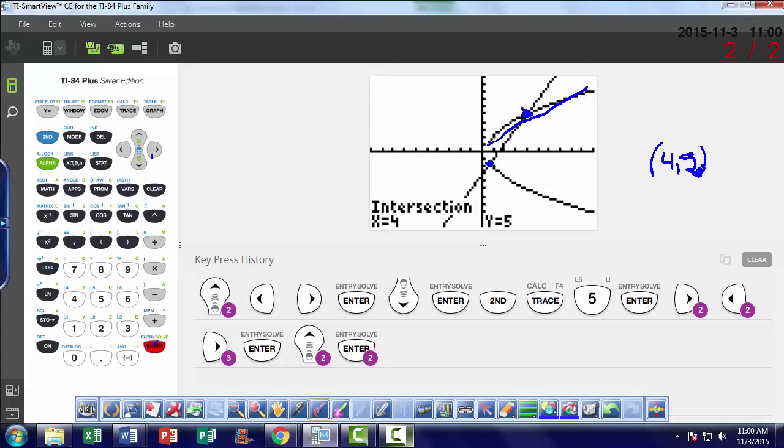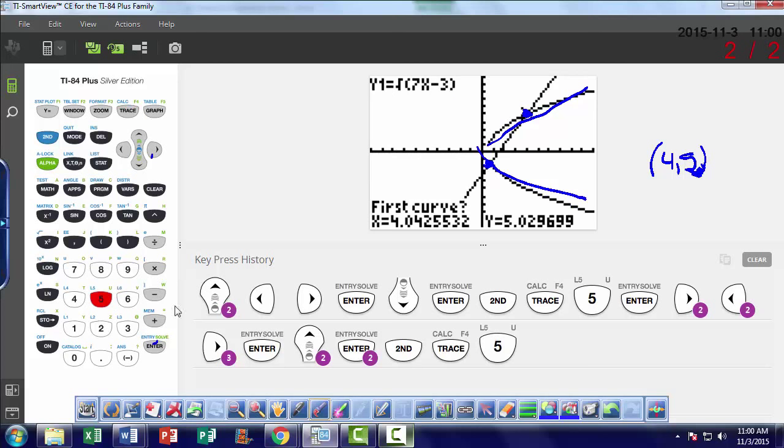Now I'm going to go ahead and do it again for this bottom point. So this is the negative. So let's go to second trace, 5. Now I don't want the positive one, so I'm going to, there we go. The negative's good, hit enter. And I want it with the line, hit enter. There we go.